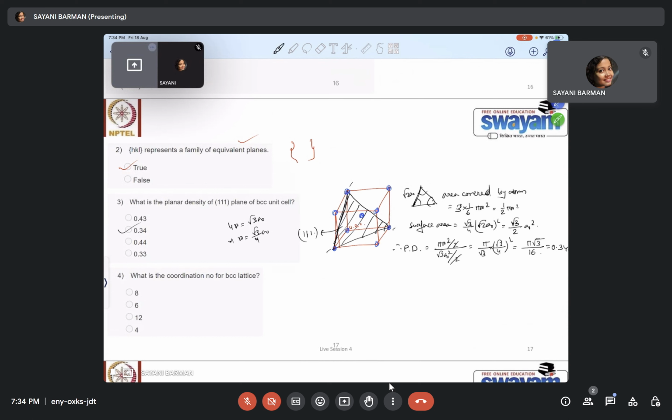What is the coordination number of BCC lattice? This is for the BCC lattice. See, this is the center atom, no? So it is 8.